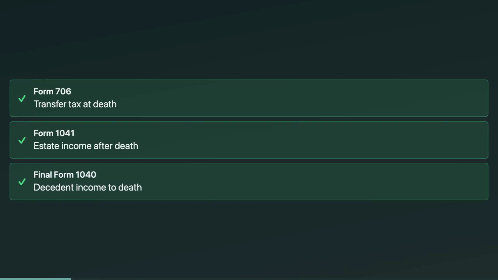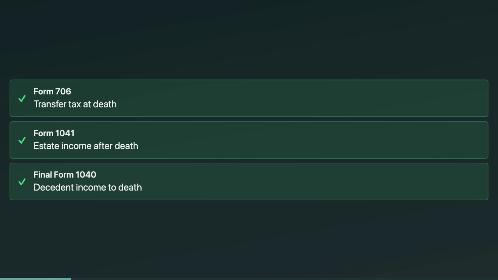Estate tax is a transfer tax triggered at death. It's not an income tax. On the EA exam, they'll test that separation. Form 706 is for the estate tax, while Form 1041 is for the estate's income during administration. Same family of rules, different tax base.